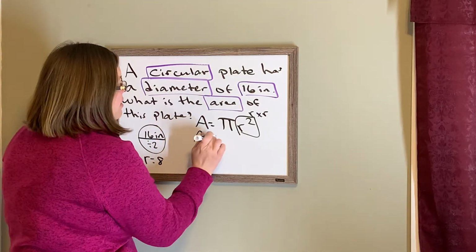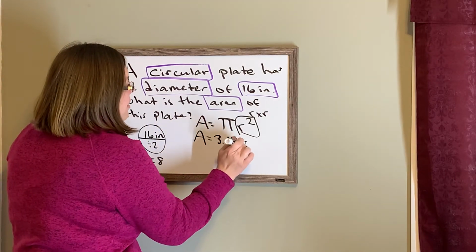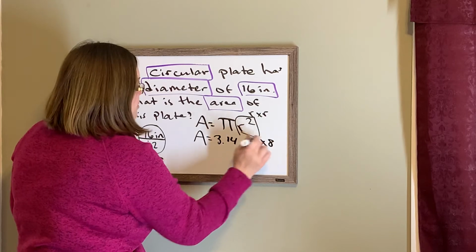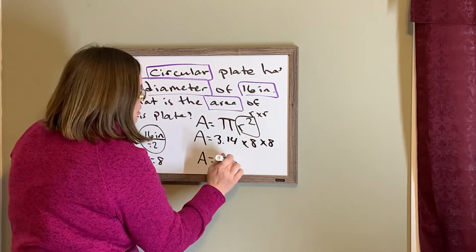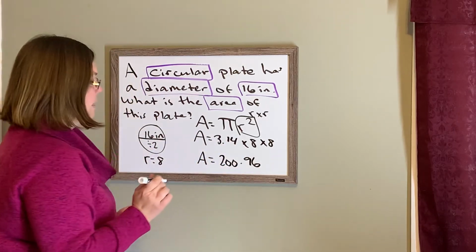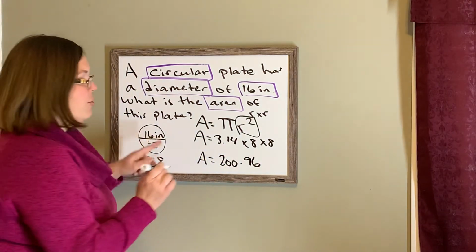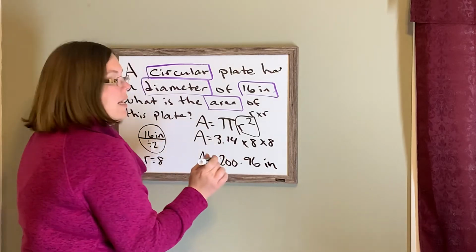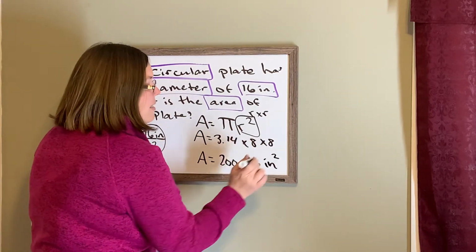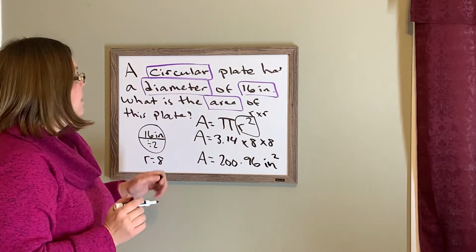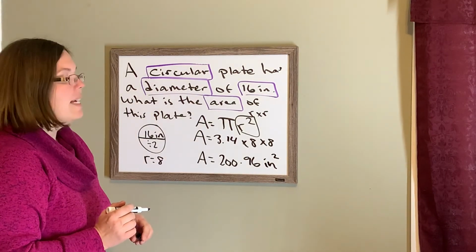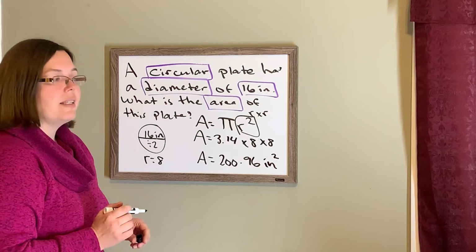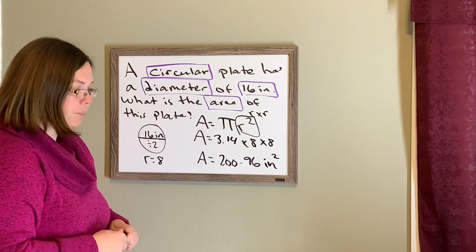So area equals 3.14 times 8 times 8. When you plug that into your calculator, you get 200.96. Remember, you need to bring down your unit, which is inches. And since it's area, we need to add the little 2 for inches squared. So the plate with a diameter of 16 inches has an area of 200.96 inches squared.